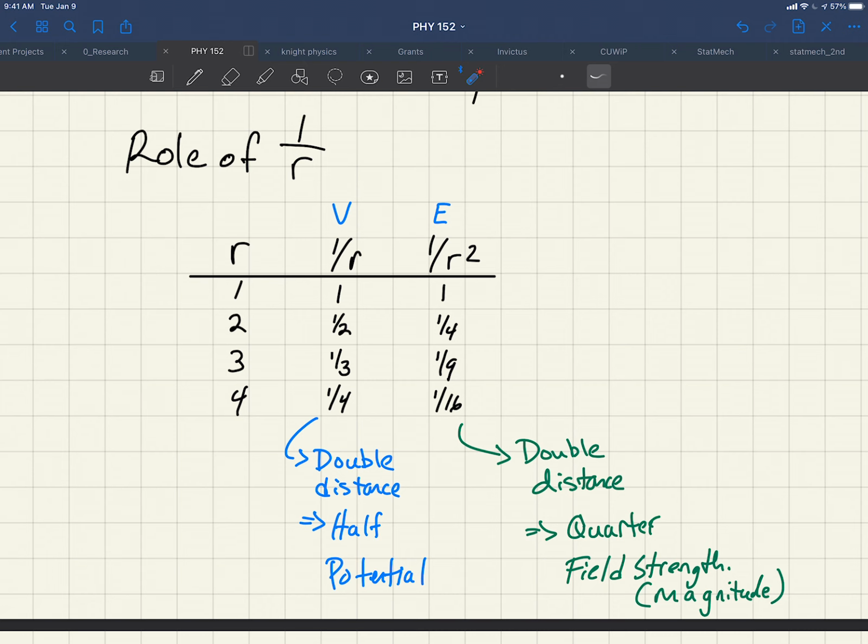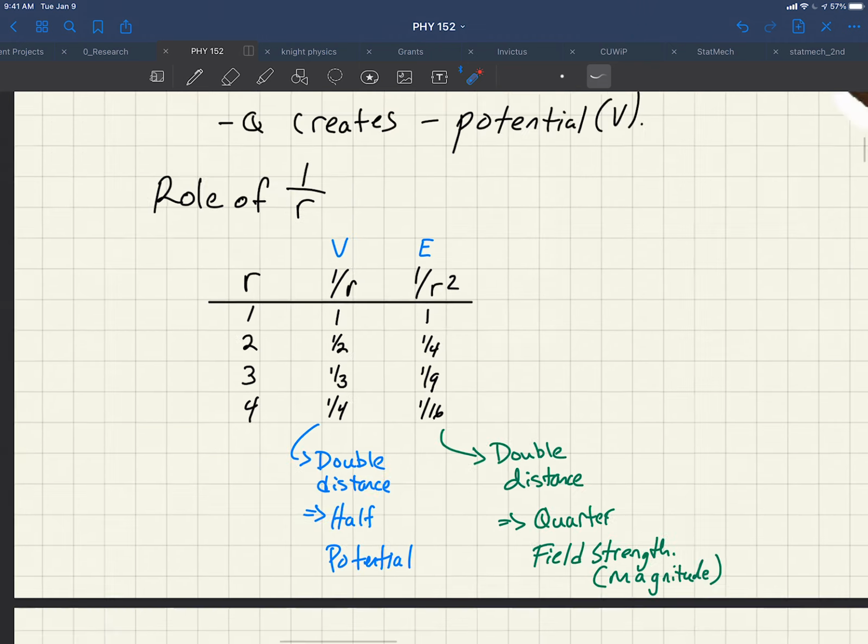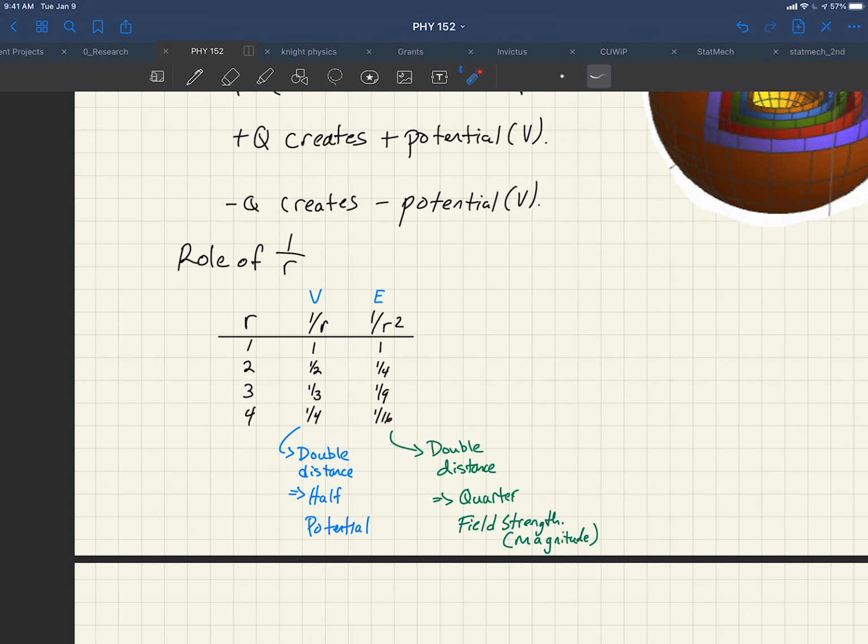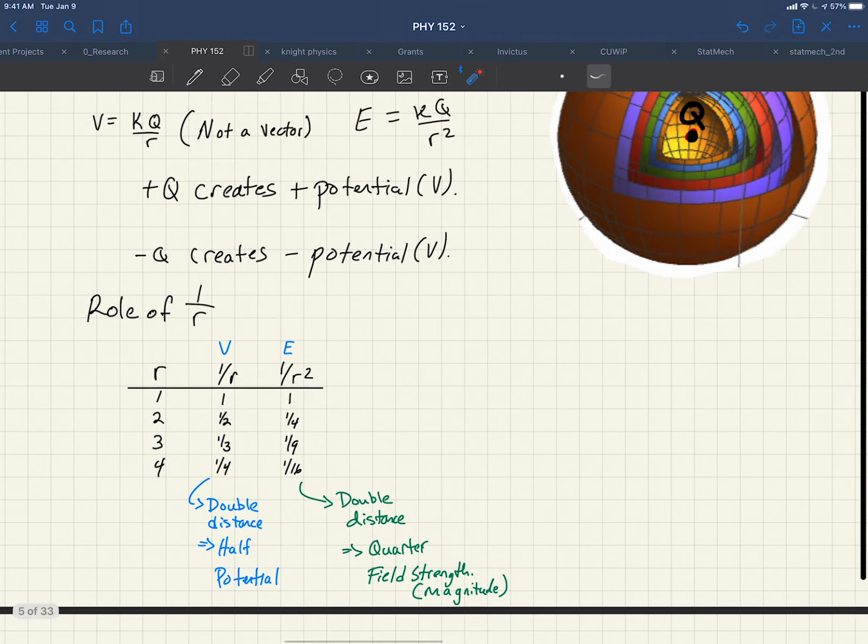And as it turns out, these things are related by a derivative, and we're going to see that a little while later. So with potential, when you double the distance, you halve the potential. With field strength, when you double the distance, you quarter the field strength. And when I say field strength, I really just mean the length of the vector. All right, so let's look at how we represent potential to help you begin understanding what it's all about.